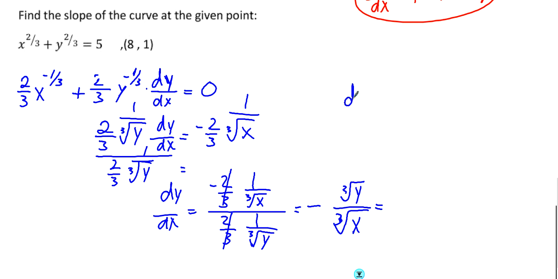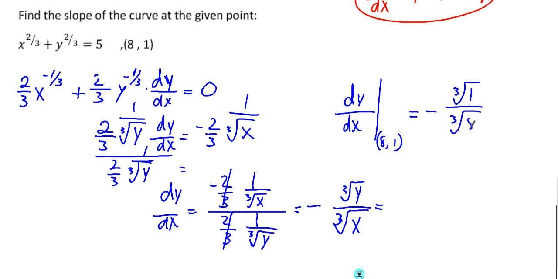So the derivative at the point 8, 1. We're going to plug in 8 for x and 1 for y. So you get negative the cube root of 1 over the cube root of 8. And the cube root of 1 is 1 and the cube root of 8 is 2. So you get negative 1/2. And that's your answer.